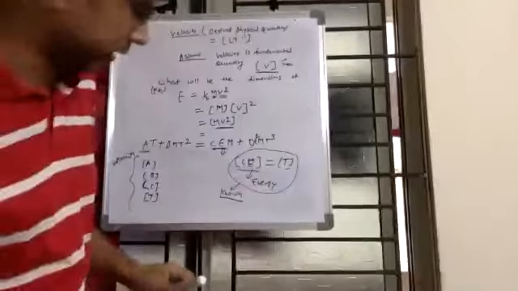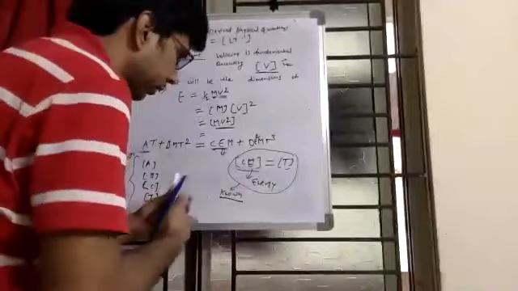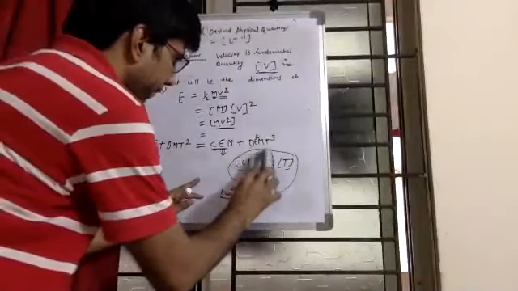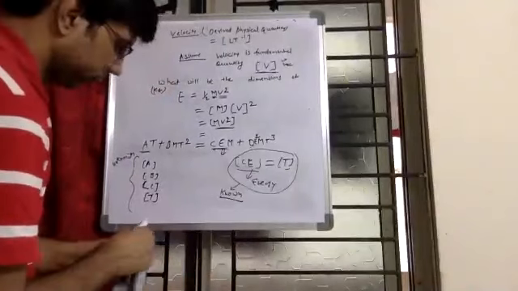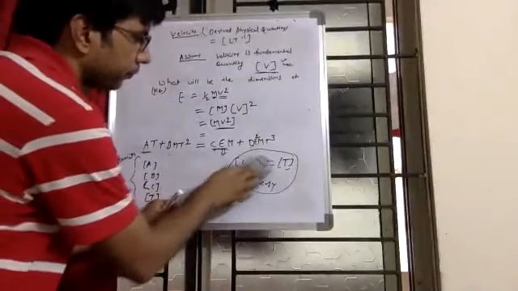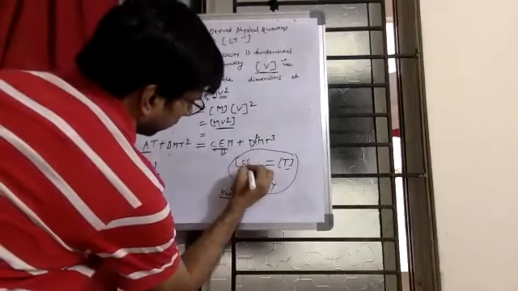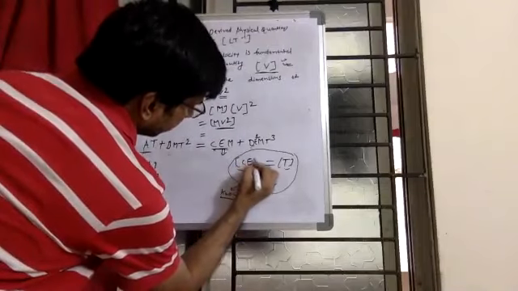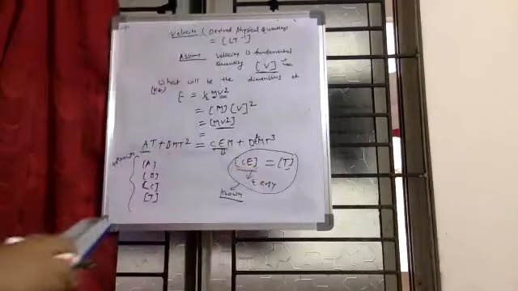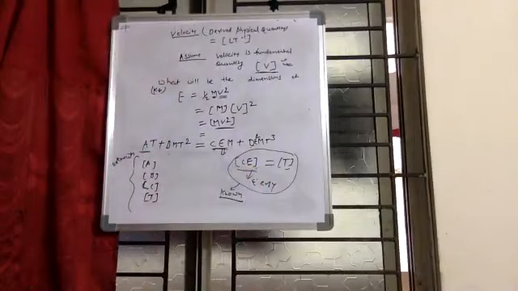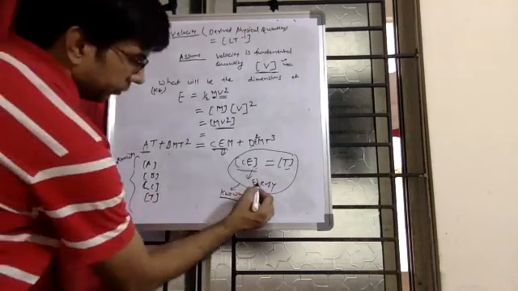Sir, here is CM equal to T or CE equal to T? CE is not M. Sorry, let me rub it. It is CE. E is energy.